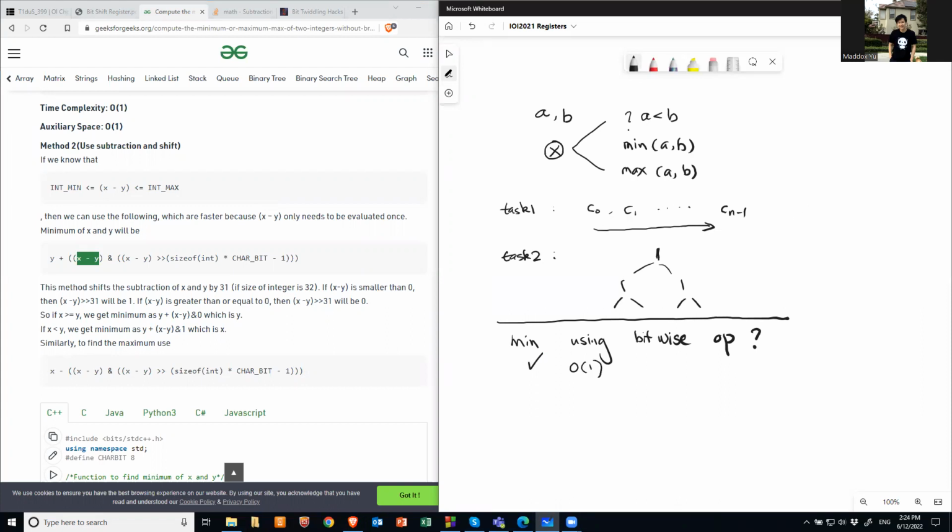So this bubble is O(n). Then if you want to do a sort, it's O(n log n).